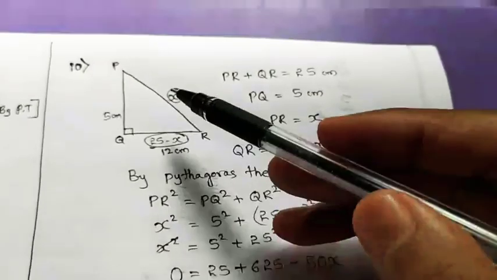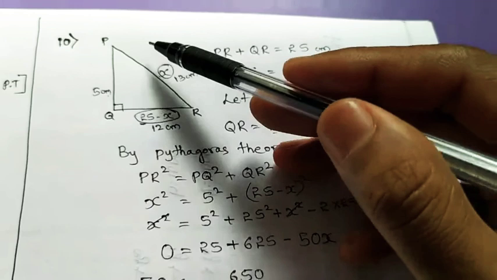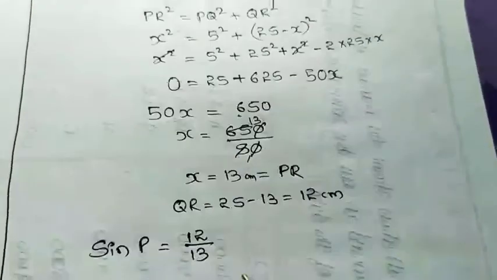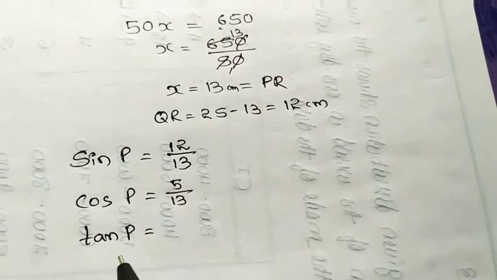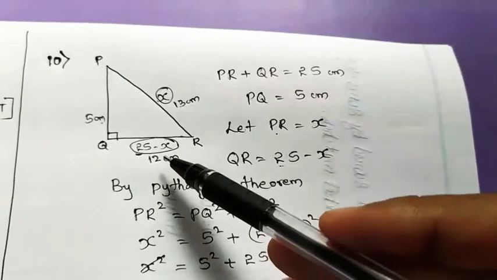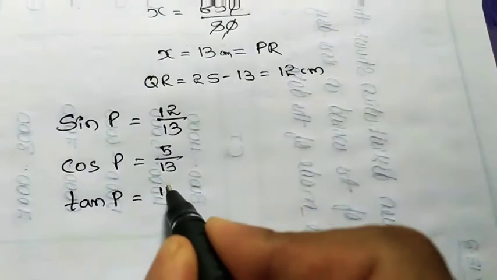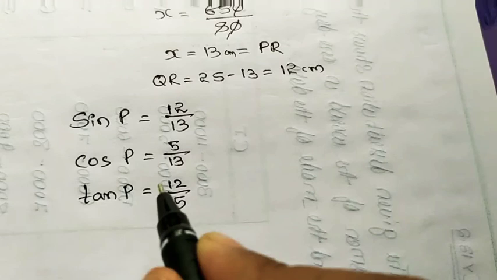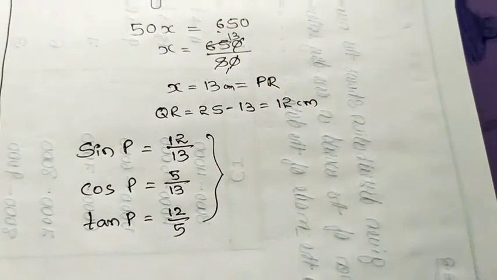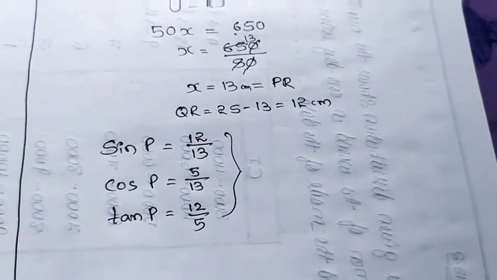Cos P. Cos means adjacent by hypotenuse. Adjacent is 5 and hypotenuse is 13. So our answer will be 5 by 13. And tan is opposite by adjacent, that is 12 by 5. So our answer will be 12 by 5 for tan P. Okay. So these three are our required answers. Remaining problems are for your practice.